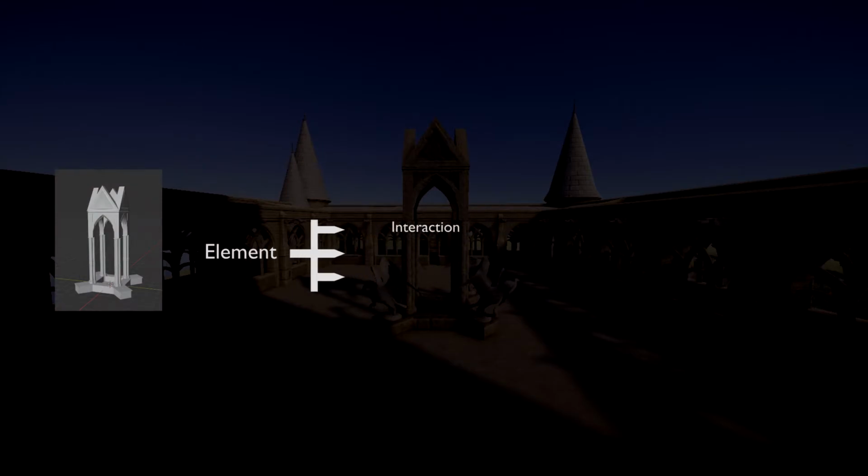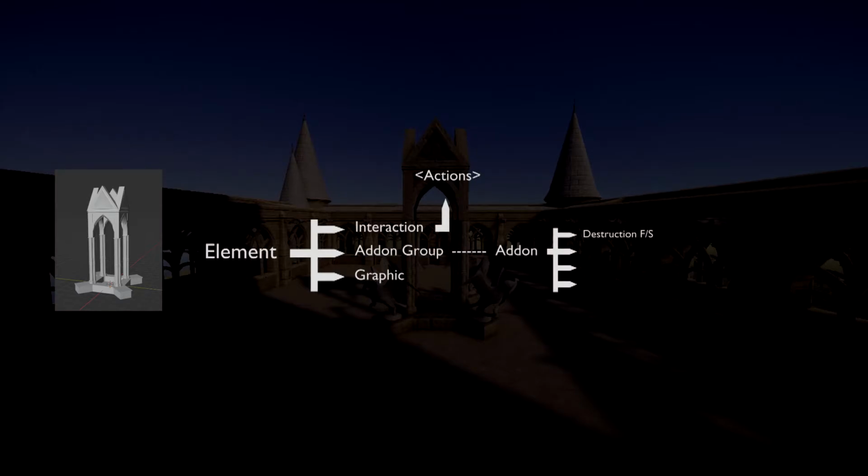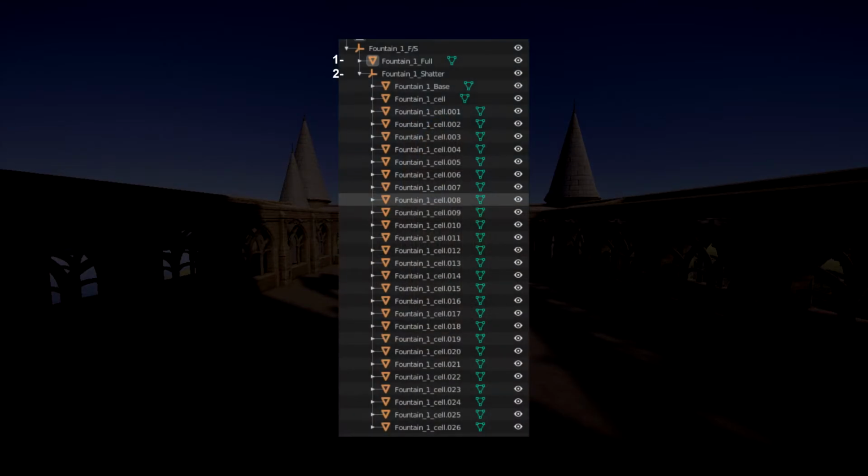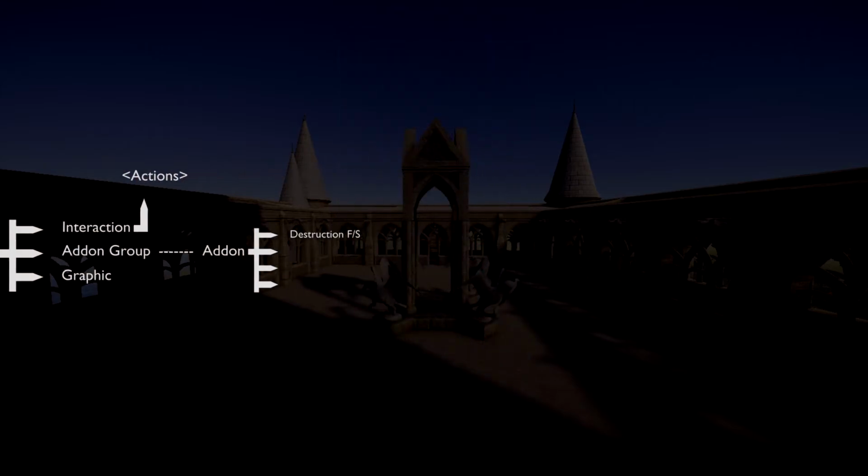And what about the destruction? Well, we got an element that contains an interaction with some actions, also the graphics. And finally, an add-on group that contains add-ons. For the destruction, we simply add an add-on, Destruction FS, which needs two types of graphics to work. But it's pretty cool, this add-on.